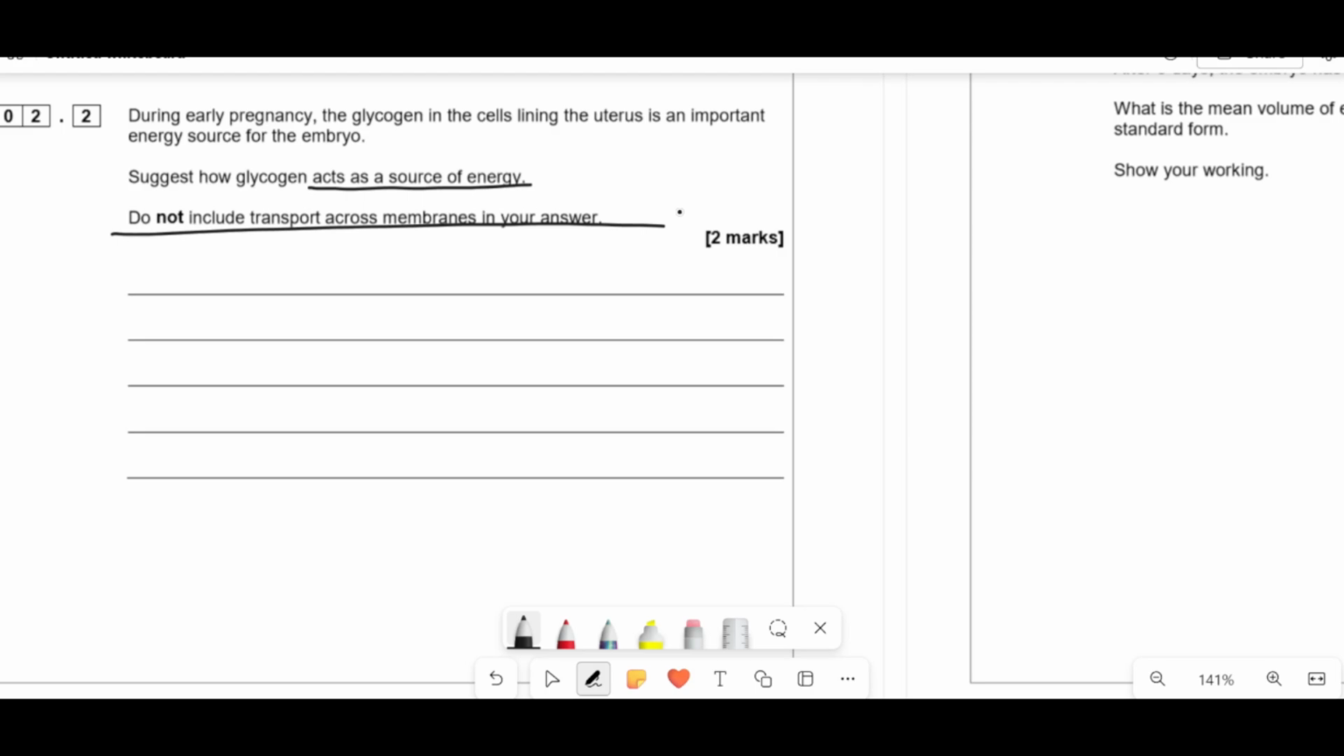And it says here, it's indicative of students rushing to write everything they know rather than actually listening to what the question says. All the question is saying is, how is glycogen a source of energy? So you would say it is hydrolyzed to glucose, which is used in respiration. That's it. That's all they care about. They know that you're going to try and rush to writing everything. There's no point writing all that.